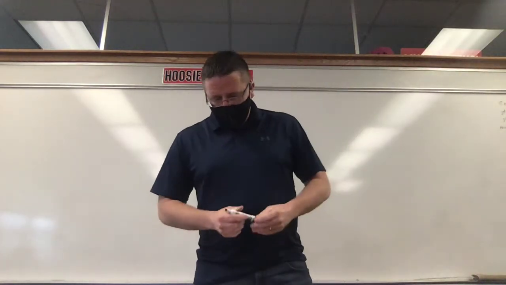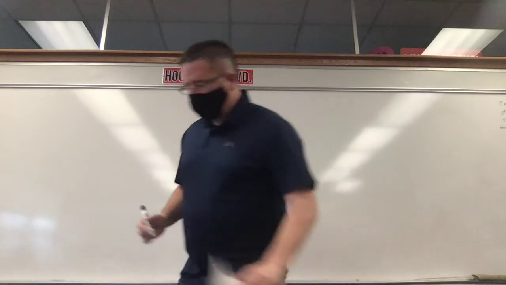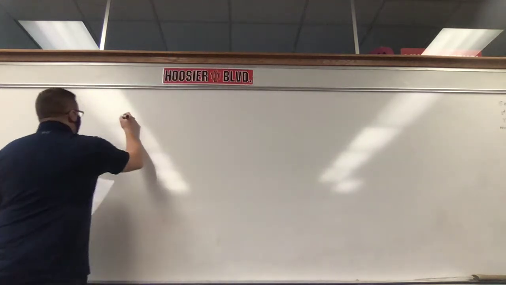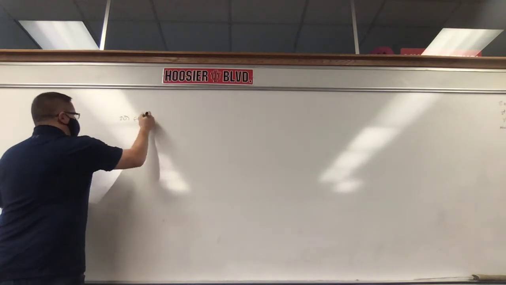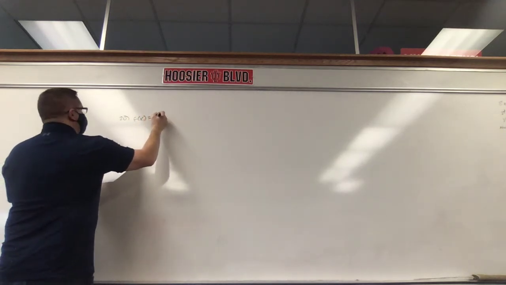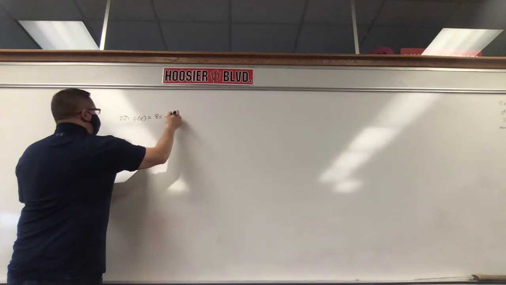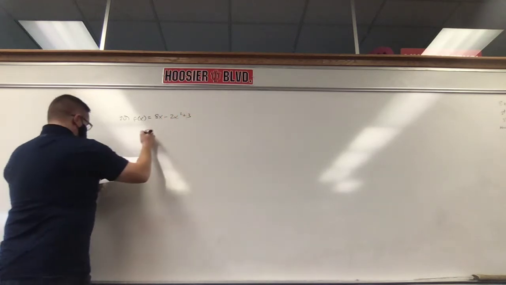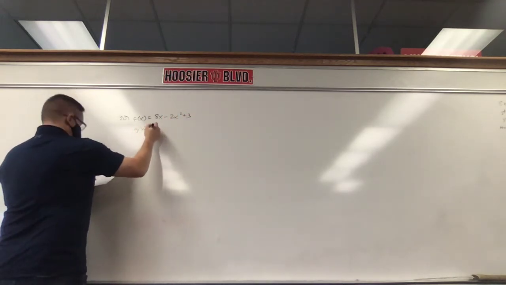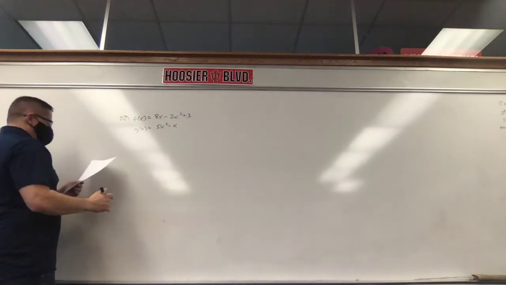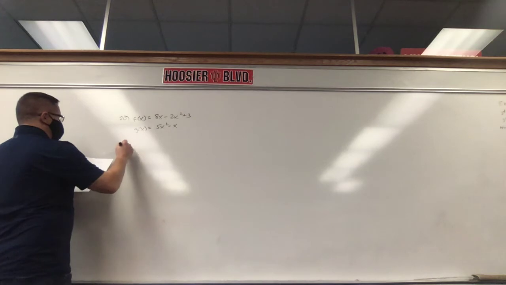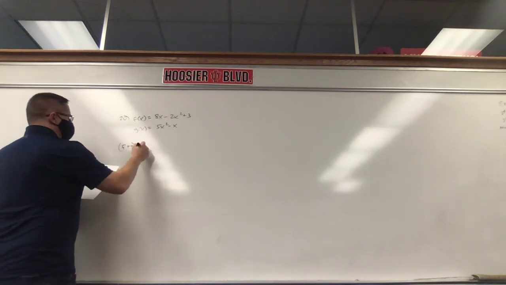Okay. All right, so number 20, they give us a couple of functions. These are the ones that you guys really did not like. I get that. These were not the easiest ones. They give us f of x equals 8x minus 2x squared plus 3. And they give us g of x is 5x squared minus x. Okay, they want you to find f plus g of x. And they ask us for the domain, okay?